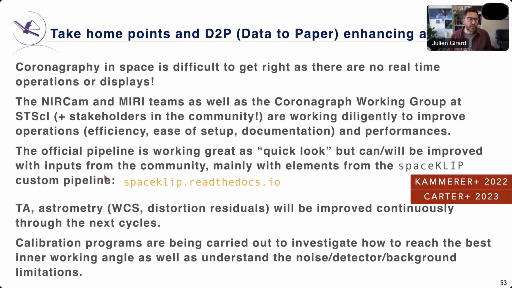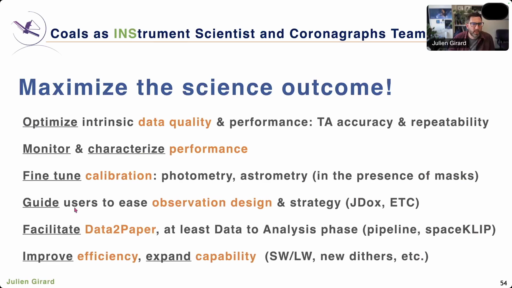So we still have some issues with the astrometry, I would say, but it doesn't prevent people from publishing their relative astrometry, and it's been done, and that's mostly what's done in high contrast imaging. And in general, this is what we do here: we try to maximize the science outcome for you guys. Optimize the intrinsic data quality, monitor and characterize performance, fine-tune the calibration. We actually updated the photometry zero points. They're pretty good now for NIRCam, I think for MIRI as well.